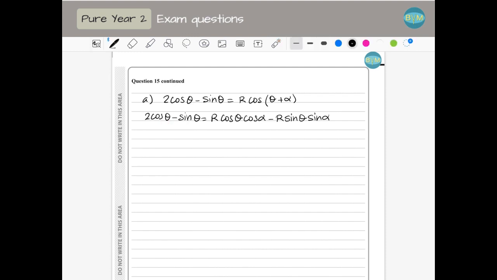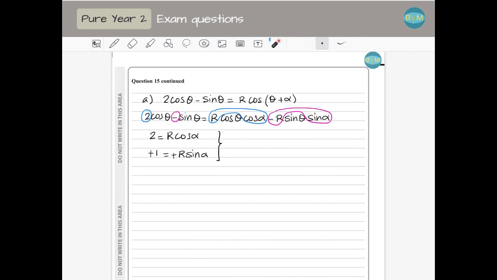If you compare the left hand side with the right hand side, the coefficient of cos theta is going to be the same. Think that all this is just a number, so we can write that 2 is going to be r cos alpha. And if we compare the coefficient of sine, minus 1 is going to be minus r sine alpha. I can just put both positive. Now I have two equations with two unknowns, r and alpha.